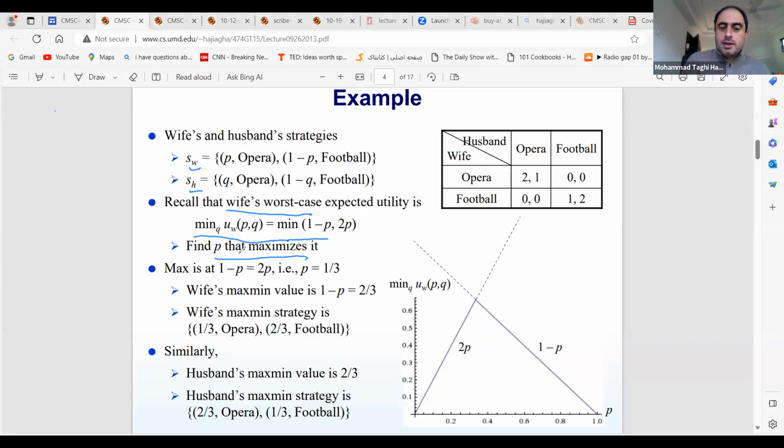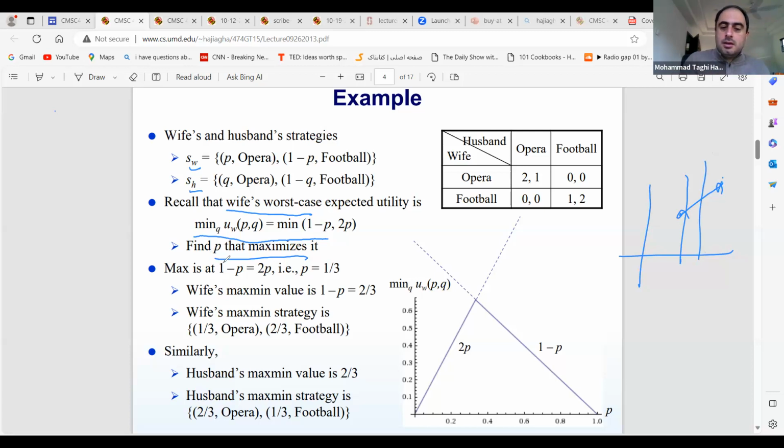Okay, so let's just find a p that maximizes this. Any time we have linear functions, it is very good to draw them. And we are drawing here. Even in the previous case that we discussed, if we draw them, we understand that the minimum or maximum is attained at those boundaries that we talked about previously.